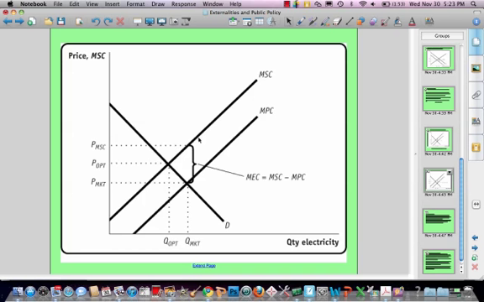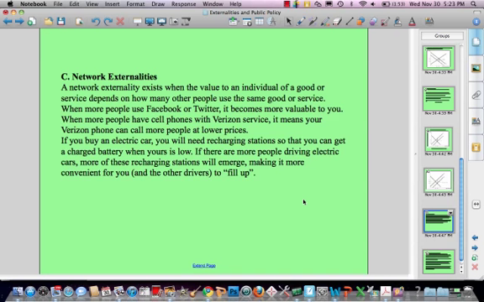To use less electricity. The last topic we're going to discuss tonight is network externalities. And I'm going to let you read through this because I'm about to run over the limit on YouTube and the length of a video.